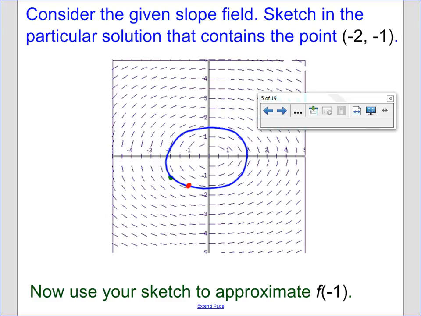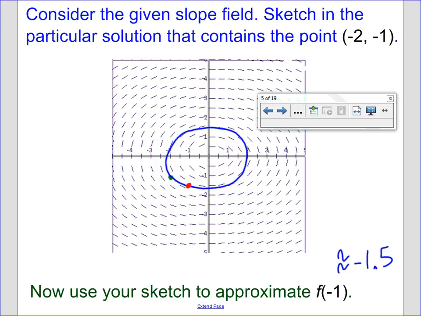So what do you guys think? -1.5? What about you guys? Yeah? Samesies? All right. So let's go ahead and write it down. We're going to say about -1.5. I don't know if that is or isn't right, but we're going to say about -1.5. Then we're going to see how we're doing.